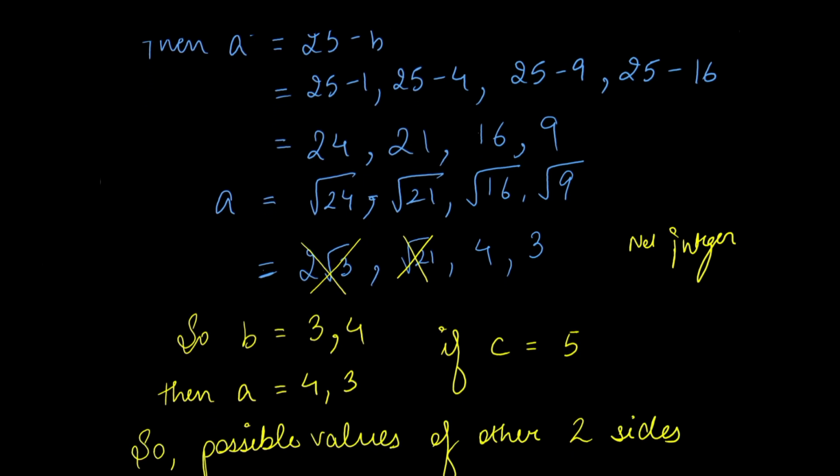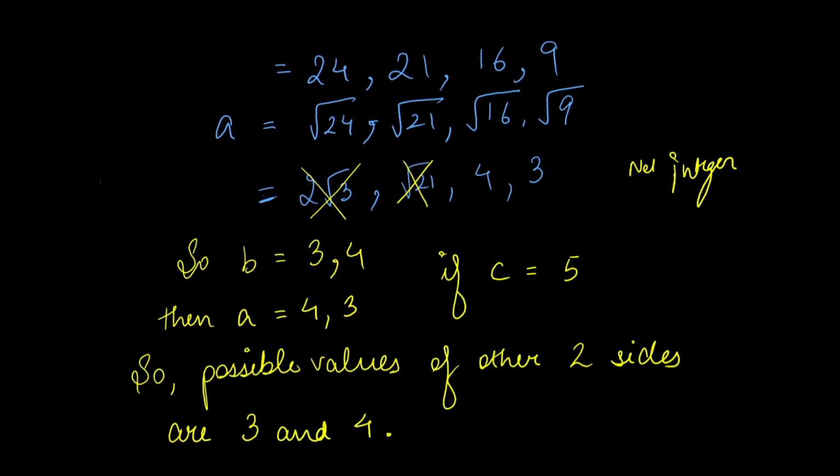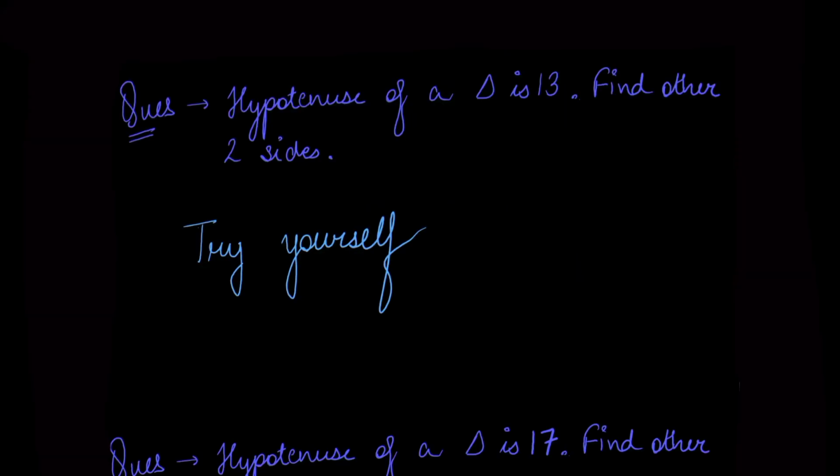So we can say that if the value of B is 3 and 4, we can get the value of A as 4 and 3. Since it does not matter which side is 3 and which side is 4, as there are only two values, one side will be 3 and the other side will be 4. So the possible values of the other two sides are 3 and 4.